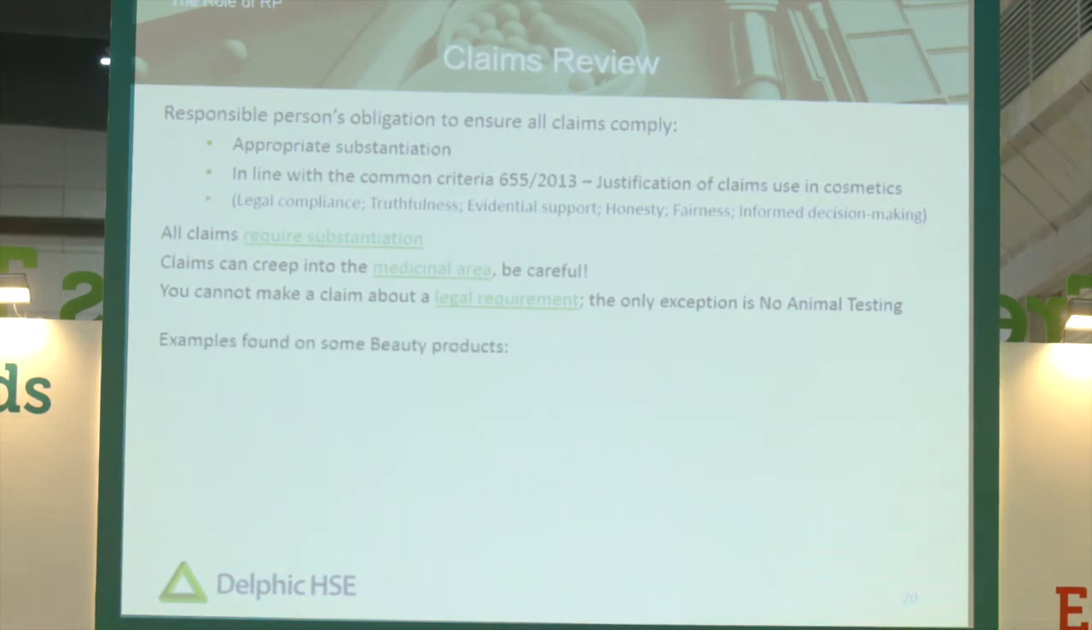Let's have some examples for better understanding. Non-toxic ingredient. This claim is not allowed, as non-toxic ingredient is a legal requirement by the Cosmetic Regulation. DNA changing, repair broken and damaged skin. Such claims reveal the medicinal activity. It's a medicinal claim, so they are not allowed too.